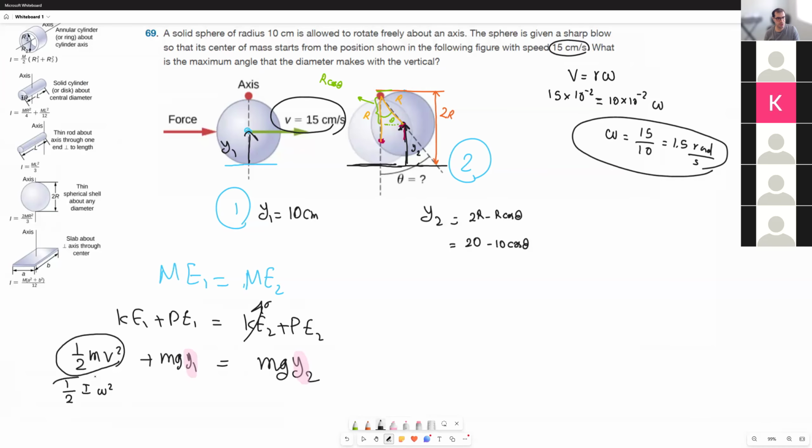My question was, between these two, which one do you choose? Half mv squared or half I omega squared to be in your equation? Why can't I use one of them? Discuss which one you're going to pick. Because it's very tempting when V is given to you to say, oh, kinetic energy is going to be half mv squared.